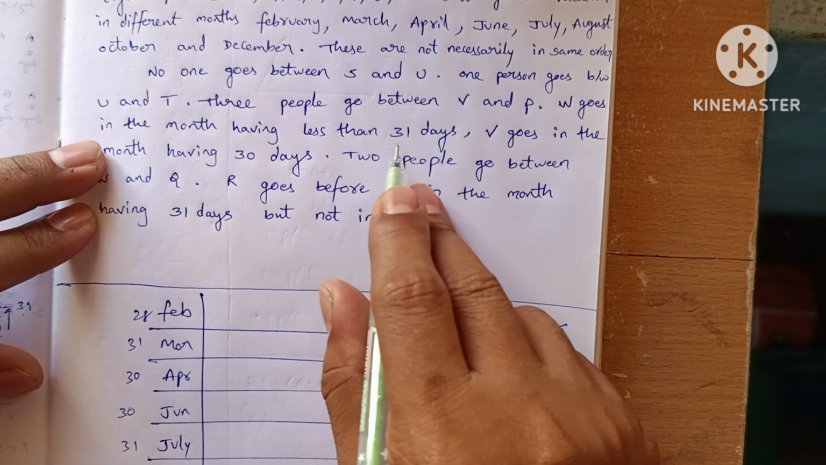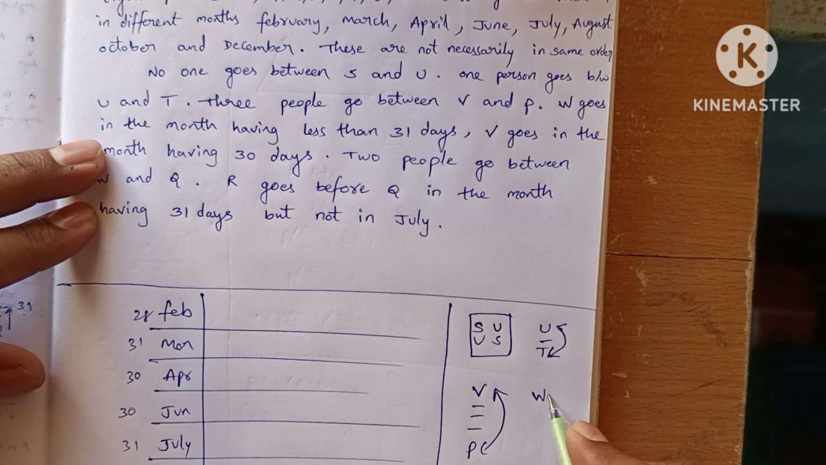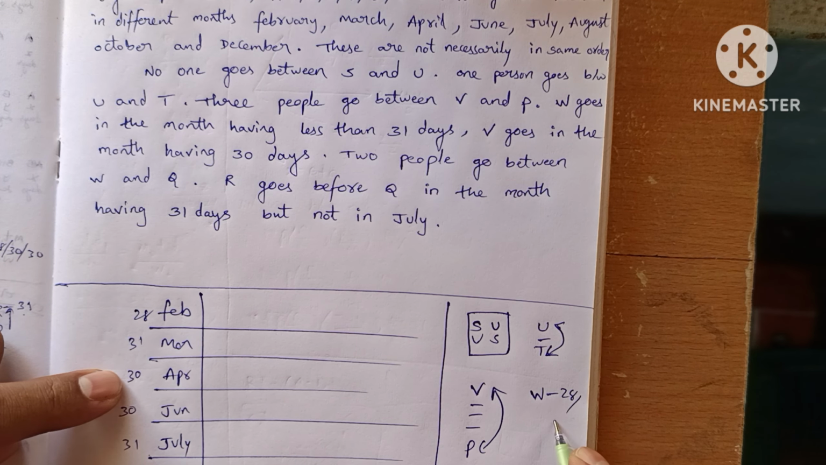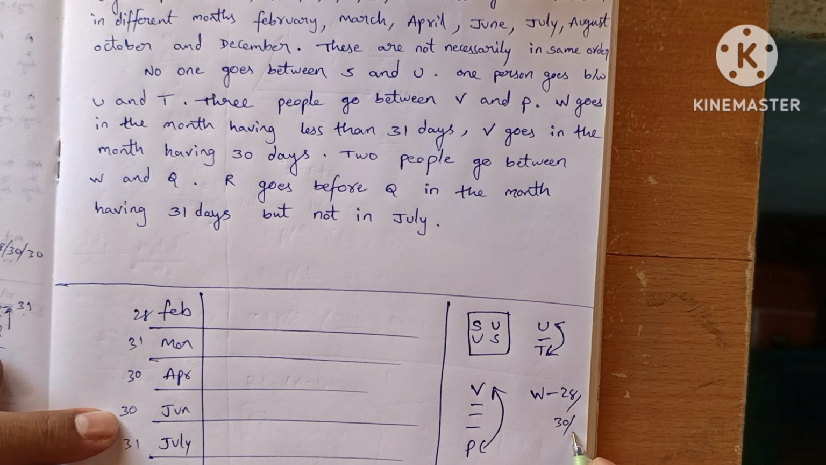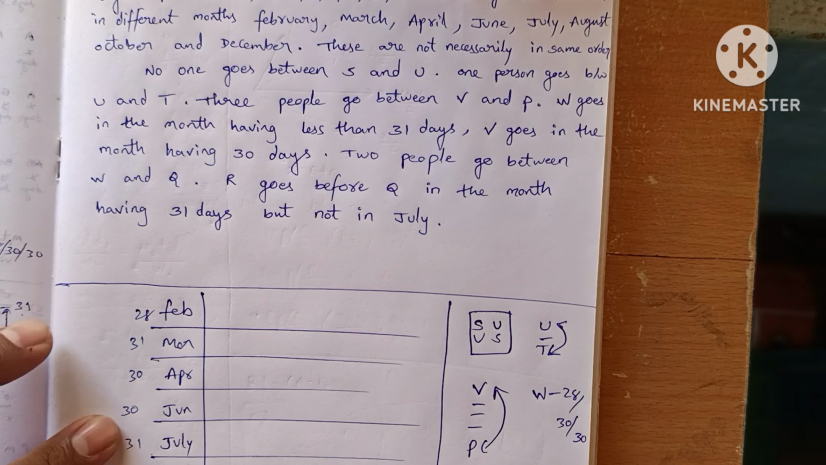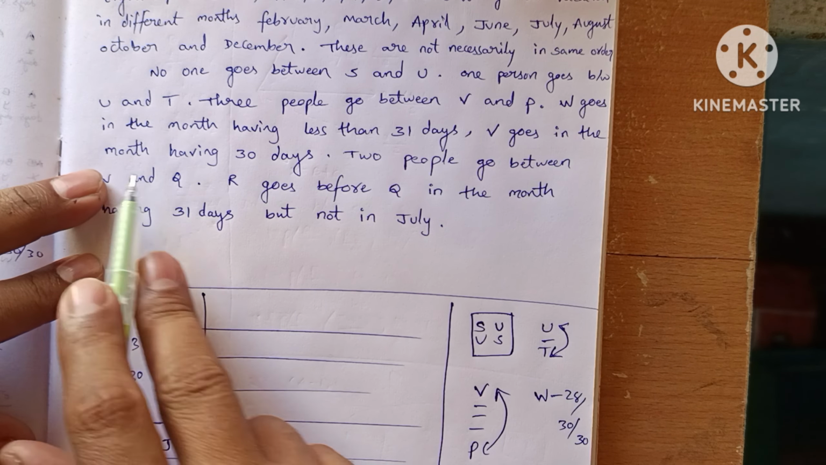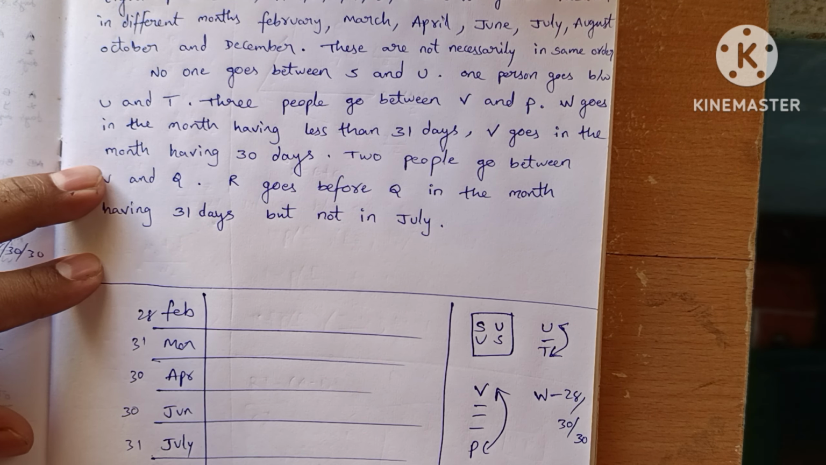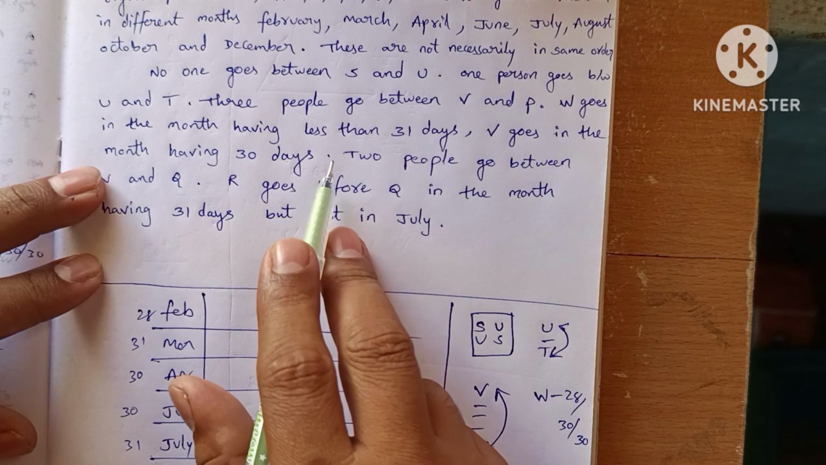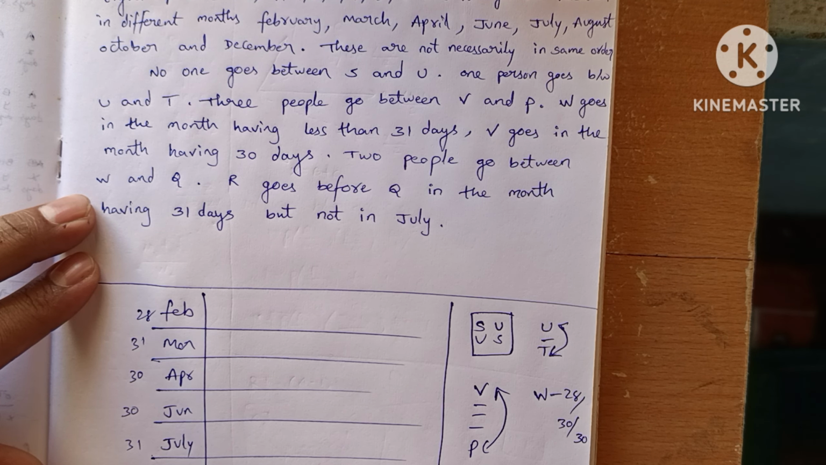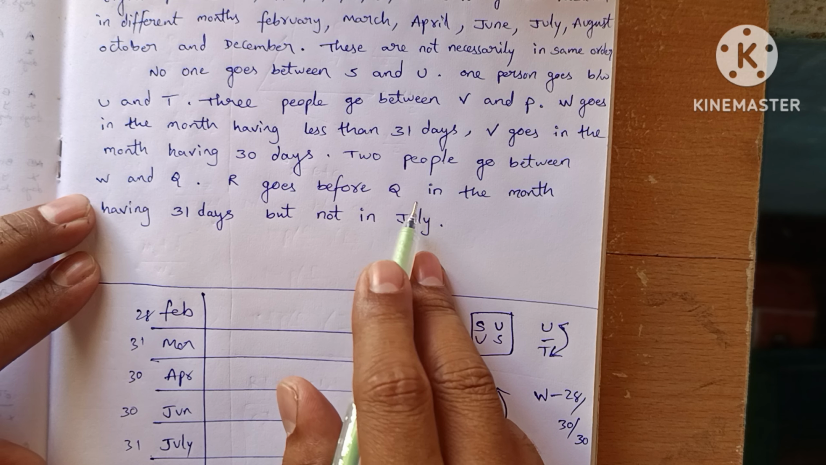W goes in a month with fewer than 31 days. W goes in either February, 28 days, April, 30 days, or June, 30 days. V goes in a month having 30 days. Two people go between W and Q. R goes before Q.